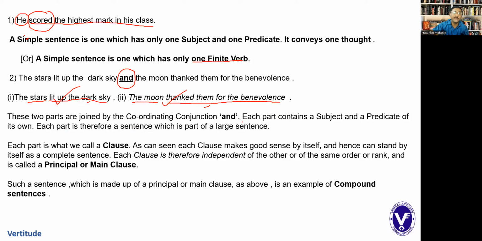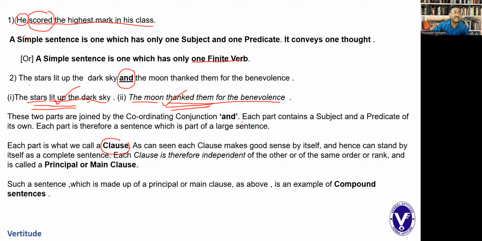What is independent? What is a clause first? Then we'll understand independent and dependent. Each part is what we call a clause. This part is a clause. This part is a clause. So a clause is one which will have a subject and a verb, and may or may not have an object. So that's a clause. As we can see, the clause makes good sense by itself and can stand alone.